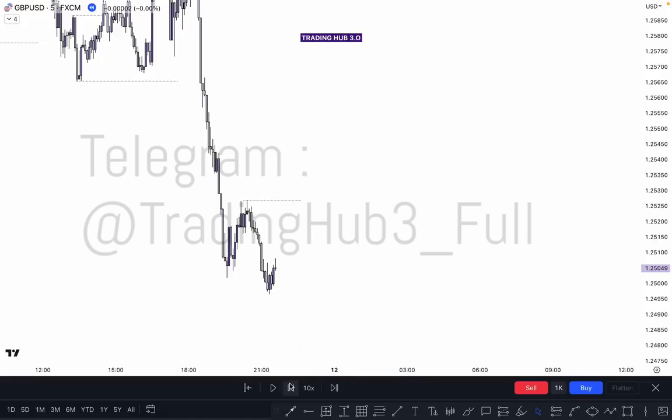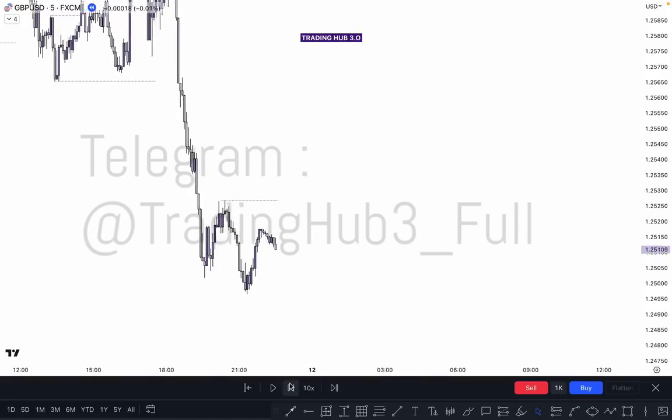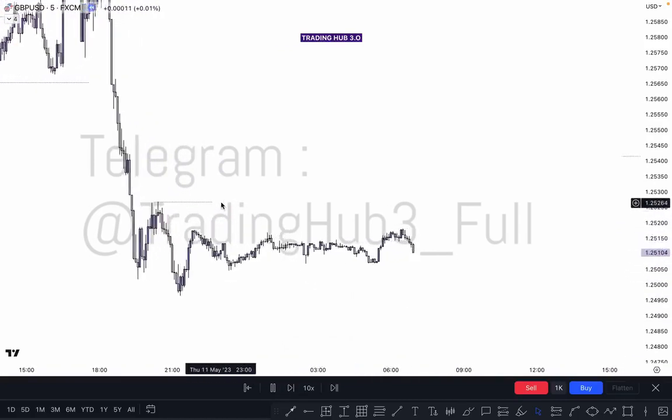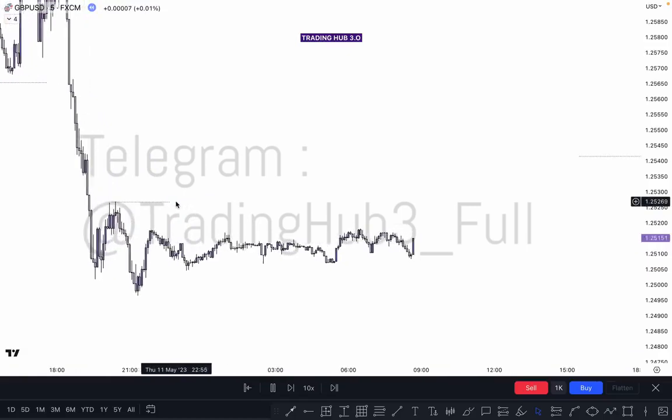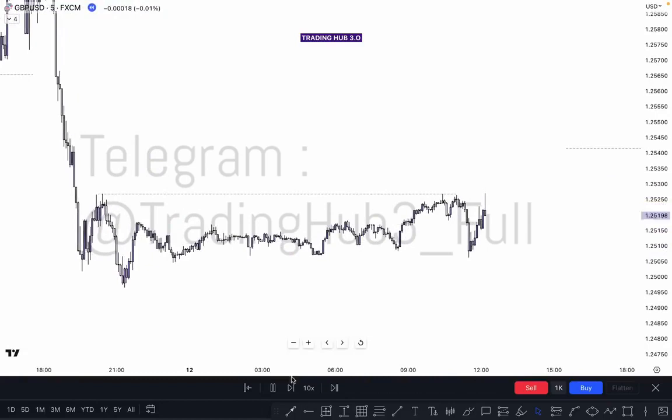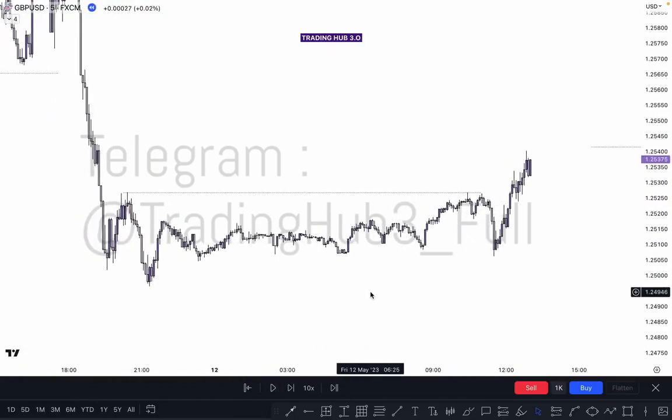Okay, so let's see what happened next after this one. All right, so the market is basically moving in a range. The market has not broken the high and low, so it is still in a range. In this case, you don't need to do anything. You have to wait for it to break this high or low, then we can consider a valid buy and sell, right? Break this high or low at this point.